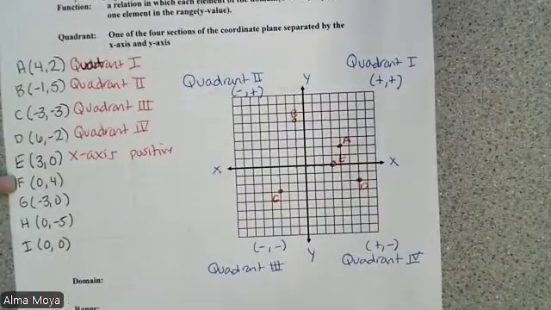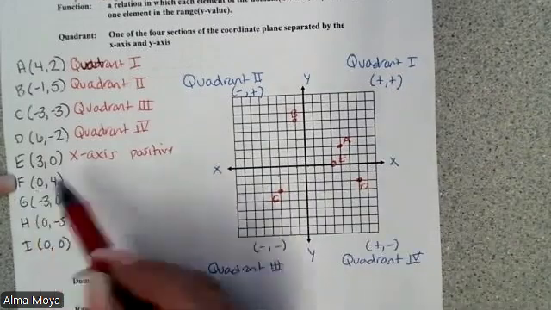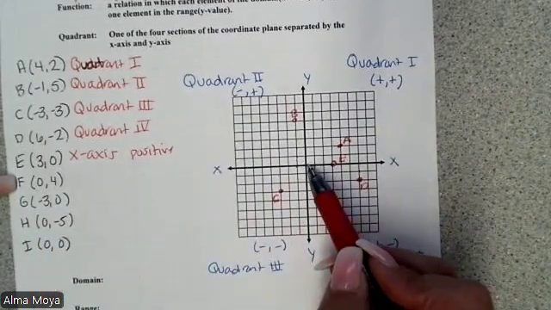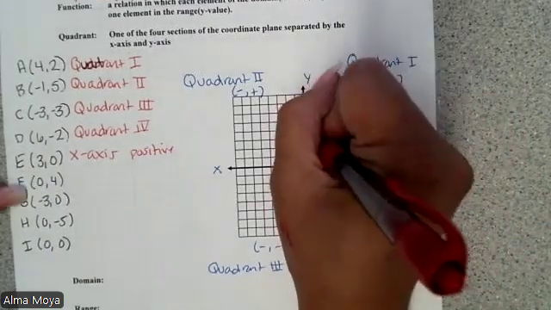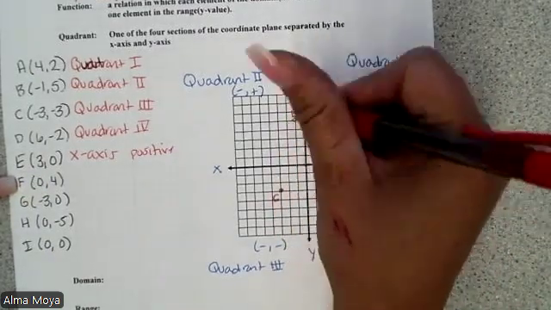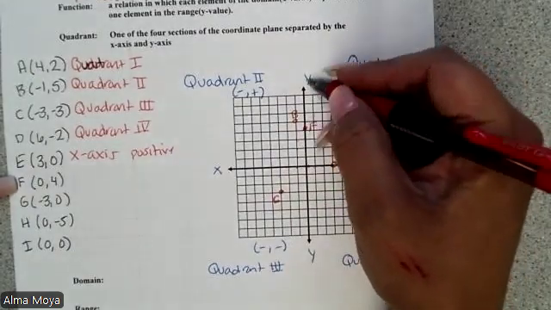Next, we have the point 0, 4. So X is 0. So on the X axis, you stay at 0. And then for the Y, you're going to go up to 4. So 1, 2, 3, 4. That is going to be point F. And that is on the Y axis, and it's the positive side.